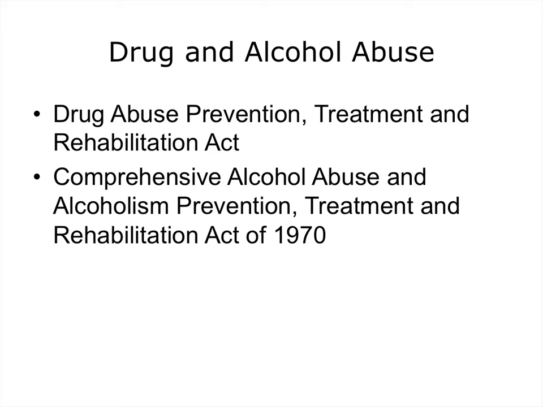The two main laws governing drug and alcohol abuse information are the Drug Abuse Prevention, Treatment, and Rehabilitation Act, as well as the Comprehensive Alcohol Abuse and Alcoholism Prevention, Treatment, and Rehabilitation Act of 1970. These regulations related to drug and alcohol abuse restrict disclosure of patient-specific information.